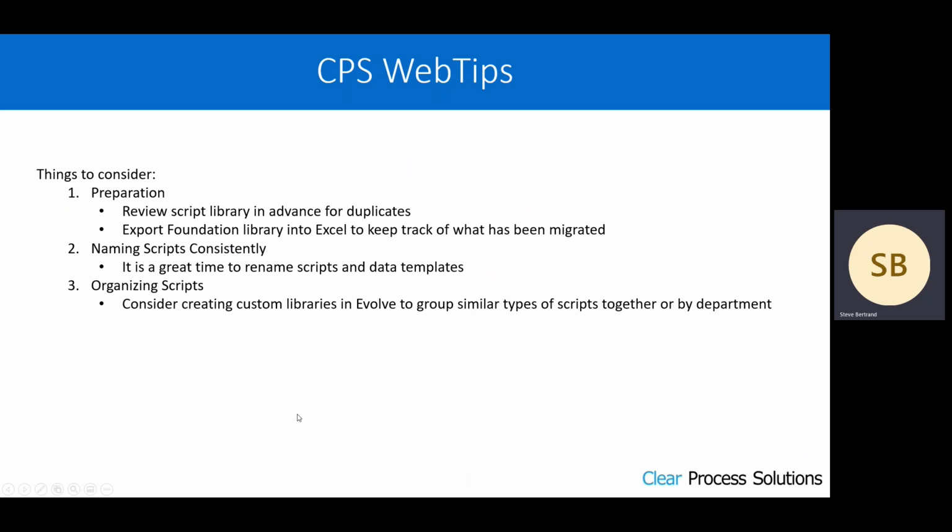So, things to consider when manually migrating scripts. One is the preparation. Review your script library in advance for duplicates. I recommend you export the foundation library to Excel to keep track of what's been migrated. Second, naming your scripts consistently. It's a great time to rename scripts or update the naming of the scripts before they go into Evolve.